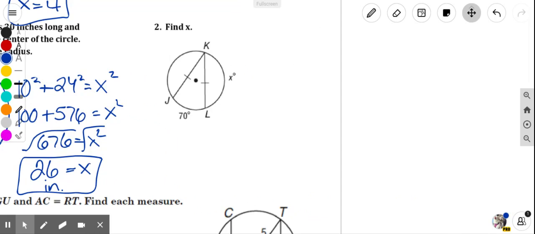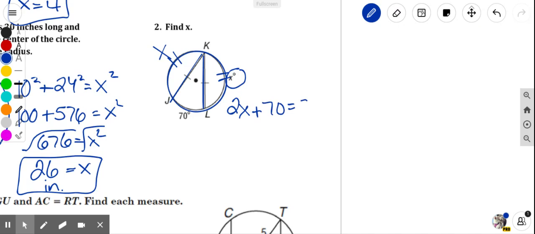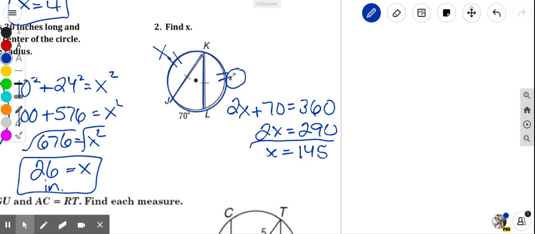Okay, so number 2, we are given that these chords are congruent. So think about that, it means that these arcs are congruent. So if this one's x, so is this one. Notice that these 3 arcs make the full circle. So you could do 2x plus 70 equals 360. You could also just do this without an equation and just do the math, because you're going to subtract 70 from both sides and get 2x equals 290. And then you're going to get x is 145. So again, you could have done that without actually writing an equation.